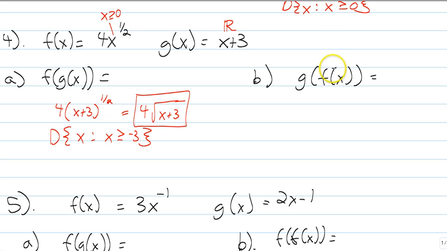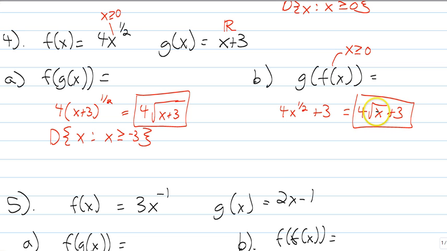If I do g of f of x, again, this domain restriction is x has to be greater than or equal to 0. And let's see what we get. I get 4 x to the 1/2 plus 3, which is 4 root x plus 3. Again, our domain restriction is the same thing, so x is greater than or equal to 0 because of the square root of just x.